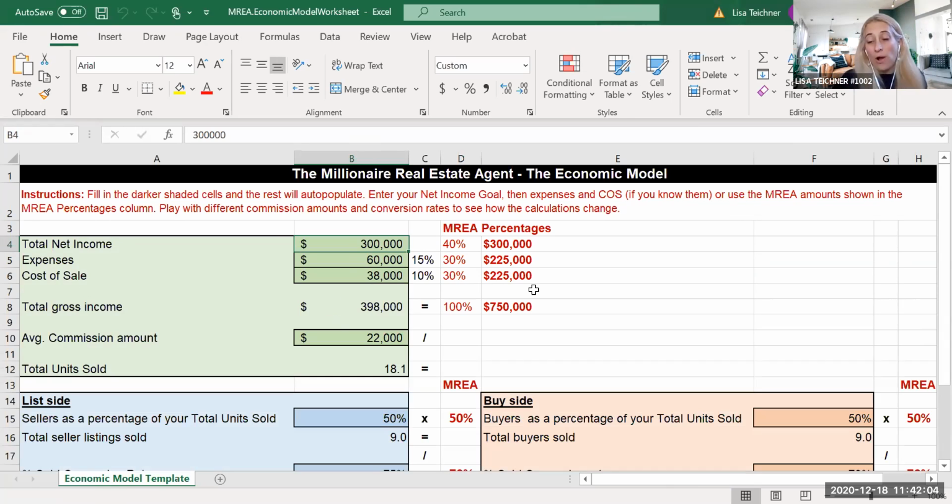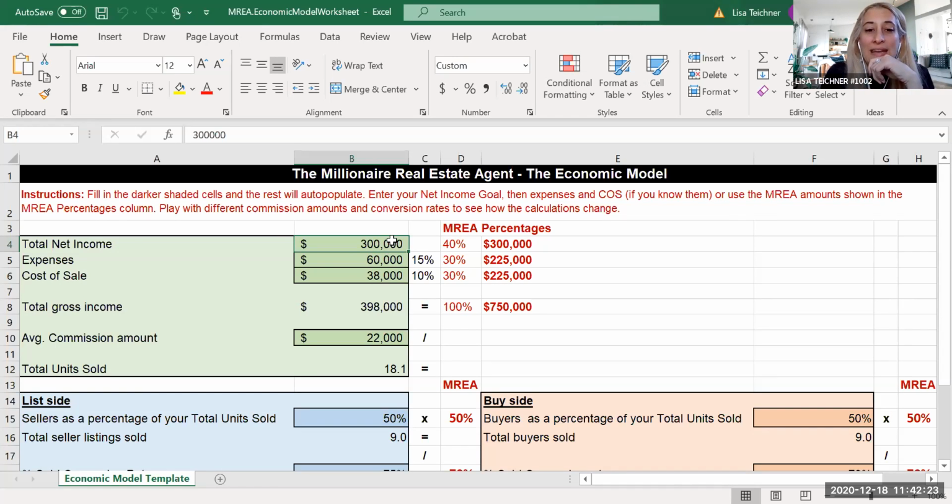We do it in Ignite 1. So those of you who have taken Ignite 1, you're going to do this as a paper exercise, but you can do it right here on the spreadsheet, which is figuring out how many transactions you need to close to get you to your goal in terms of your income. And this matches it against the percentages in the MRA.